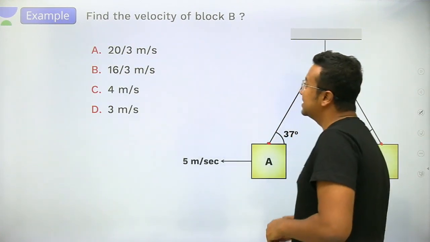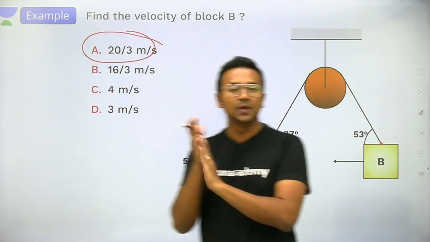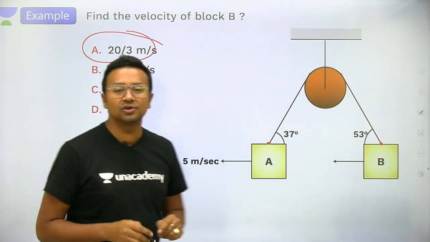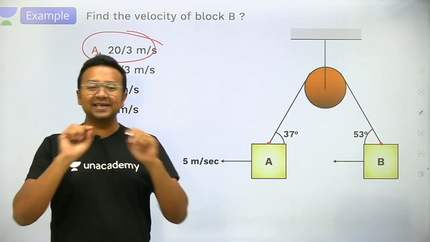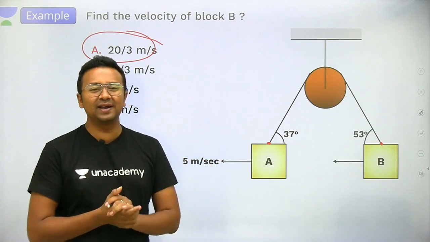Shashank has come up with the answer first. It's 20 by 3, Shashank. Awesome. Good job. You have done a super piece of work. It seems you people have understood this. Okay. By the way, let me go ahead and solve it.